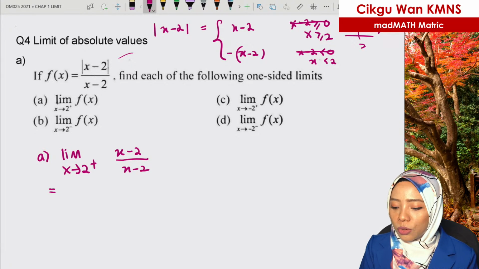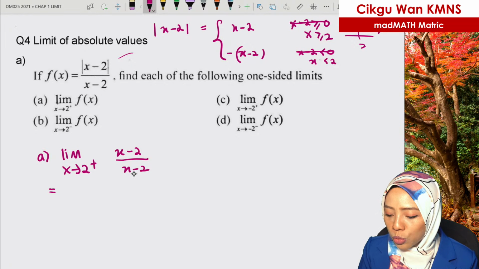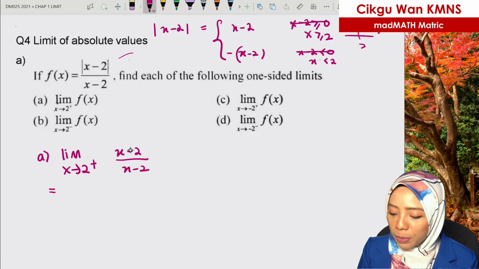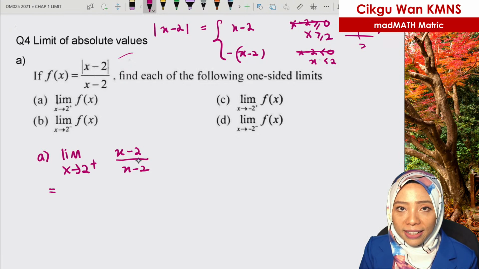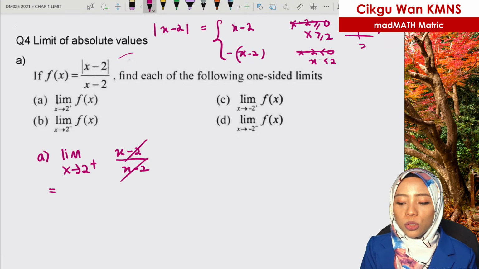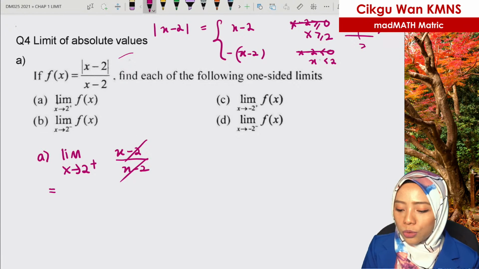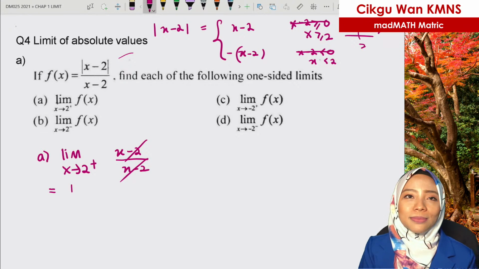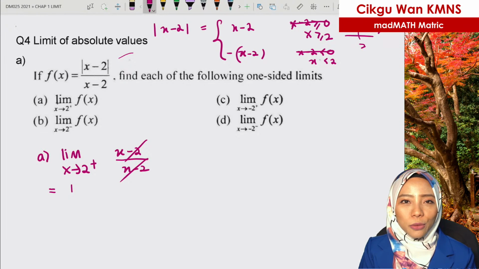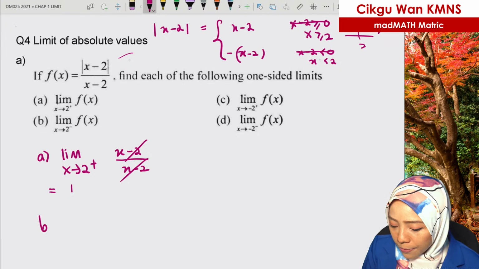Okay. So, bila dimasukkan 2 tolak 2 kosong, memang takkan lah. So, apa kita buat? Dia adalah function yang sama kan? The same function. So, what you do? Cancel out. So, the answer is 1. Okay? 1. Okay, next. B.